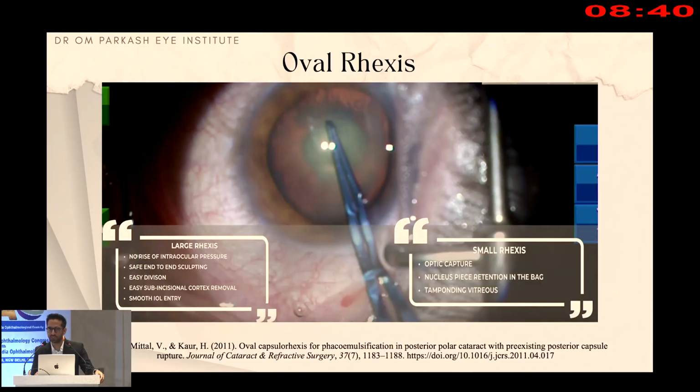Another thing which is very important is the use of an oval rhexis, because this gives you the advantage of both a large as well as a small arm of rhexis. The large arm of rhexis helps because there's no rise of intraocular pressure. You can do a safe end-to-end sculpting. There is easy division, easy sub-incisional cortex removal and a smooth IOL entry. The small arm of rhexis gives you an option of optic capture, nuclear piece retention in the bag, and also helps in tamponading the vitreous.